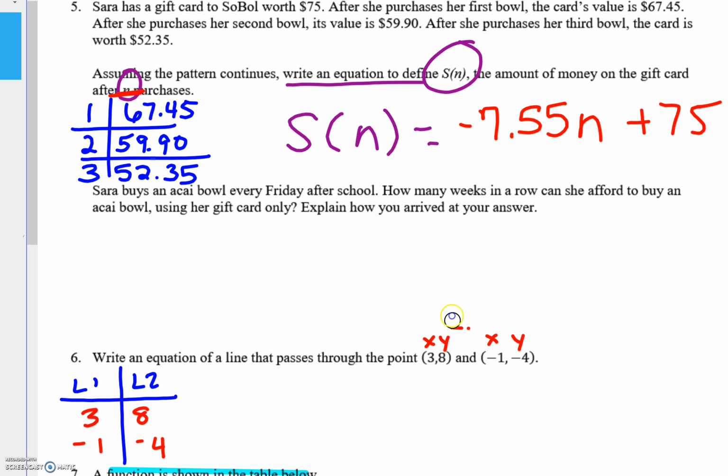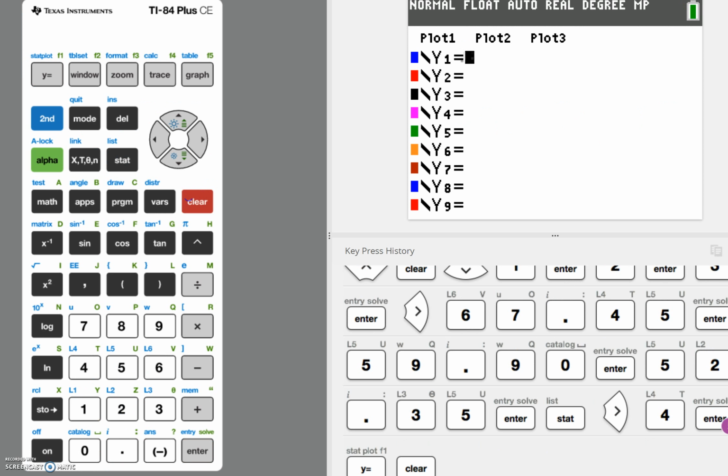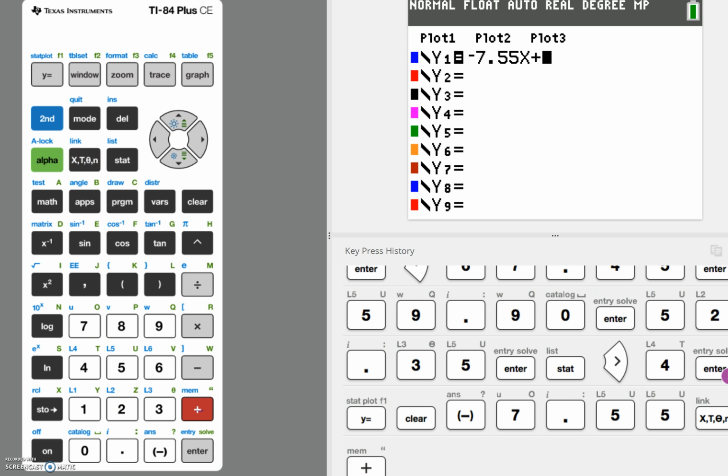The next part is saying she wants to buy a bowl every single Friday after school, but we need to figure out how many weeks in a row she can afford to buy it only using her gift card. So we're really looking for an n value, which is our x value. And we only want to use the gift card. So for here, I personally think it might be best if we use the calculator. So we have an equation, and the equation was negative 7.55x plus 75.